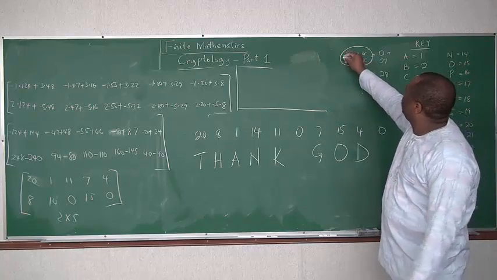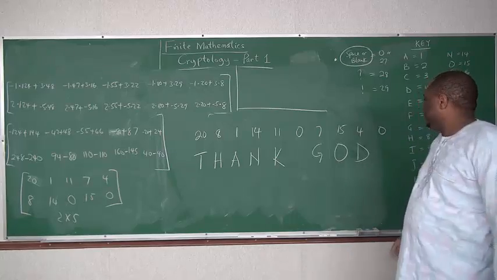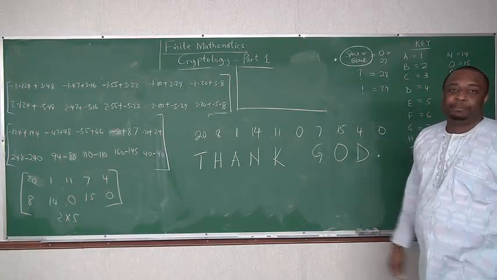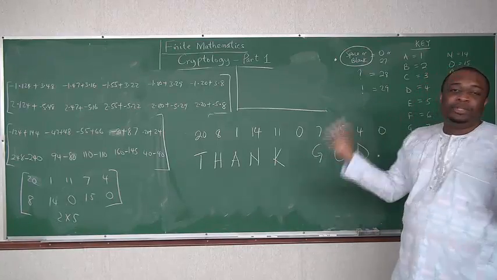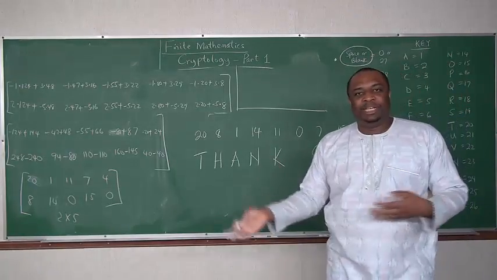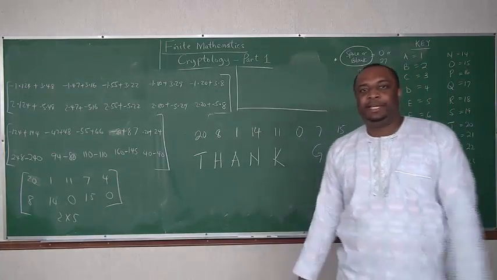And you can put this 0 as a dot, if you want. I mean, a punctuation mark. You can put it as a dot, or a space. Just know your key and just make sure that the other person that will decode it also has the key. If he or she does not have the key.